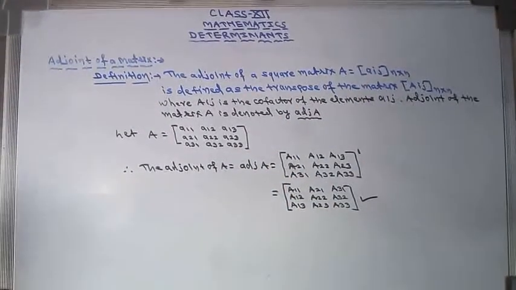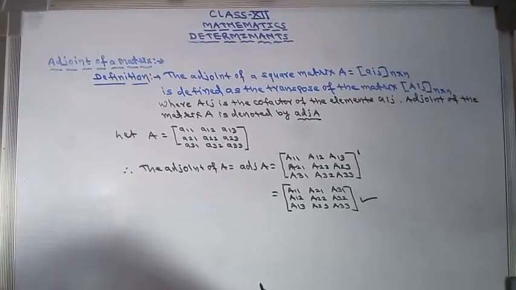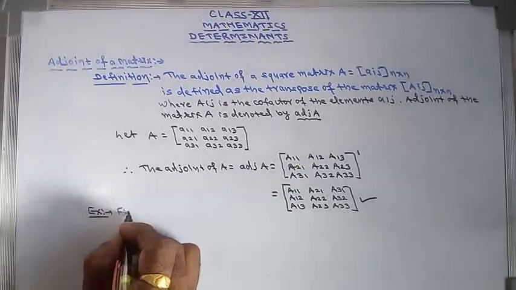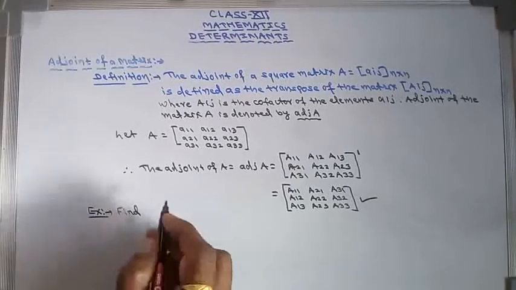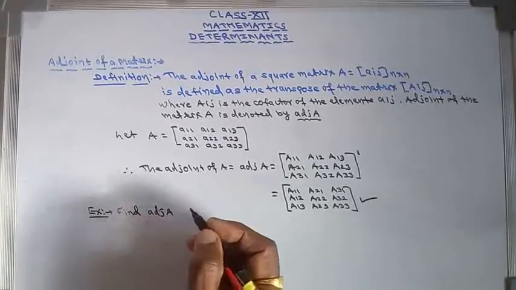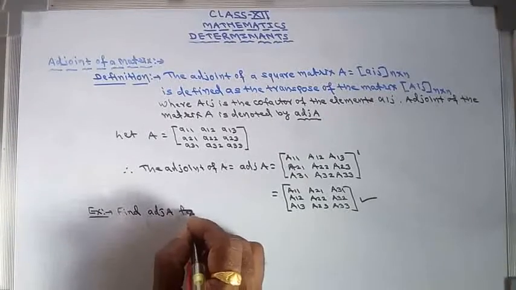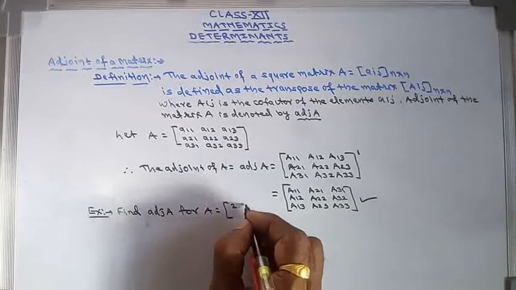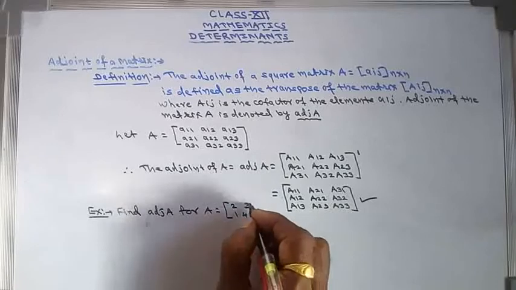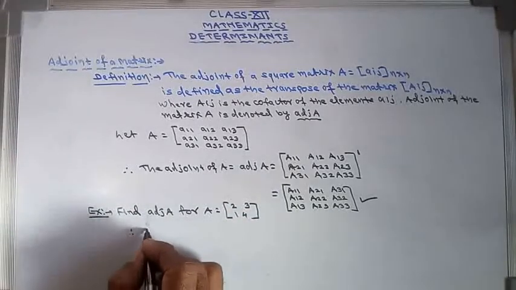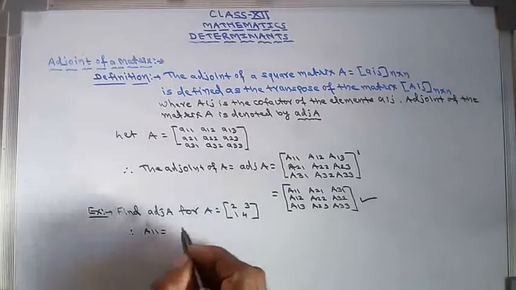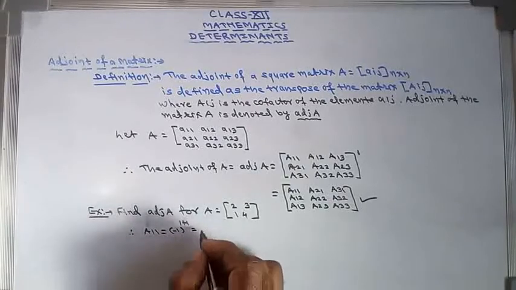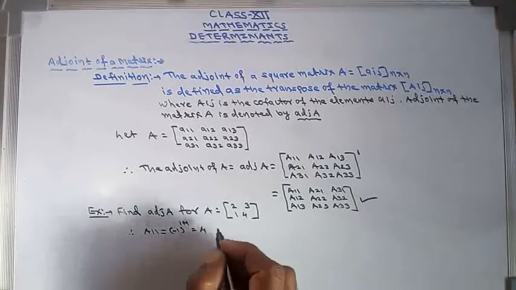Okay, so for example, find adjoint of A for the matrix given, that is 2, 3, 1, 4, suppose. Therefore here A11 will be, that is minus 1 raised to the power 1 plus 1. It means this is 4, so that will be minus 1 raised to an even number. It means it is 4.